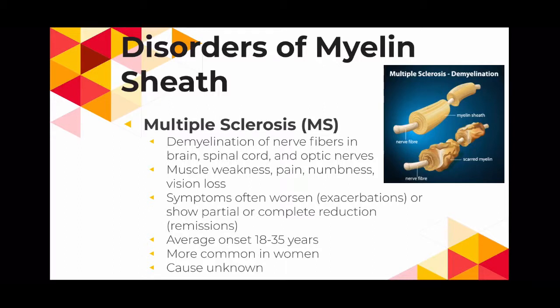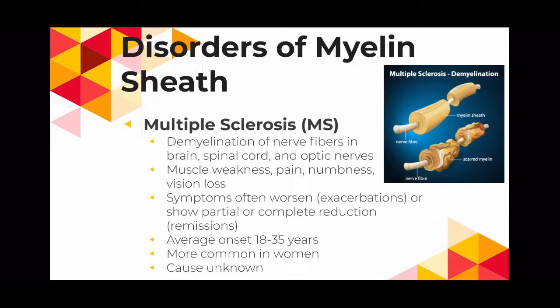So usually MS patients have periods where their symptoms are absolutely terrible, but then they have periods where the symptoms seem to either go away or at least calm down. So where the symptoms worsen, that's exacerbations, and where the symptoms go away basically is called remissions.